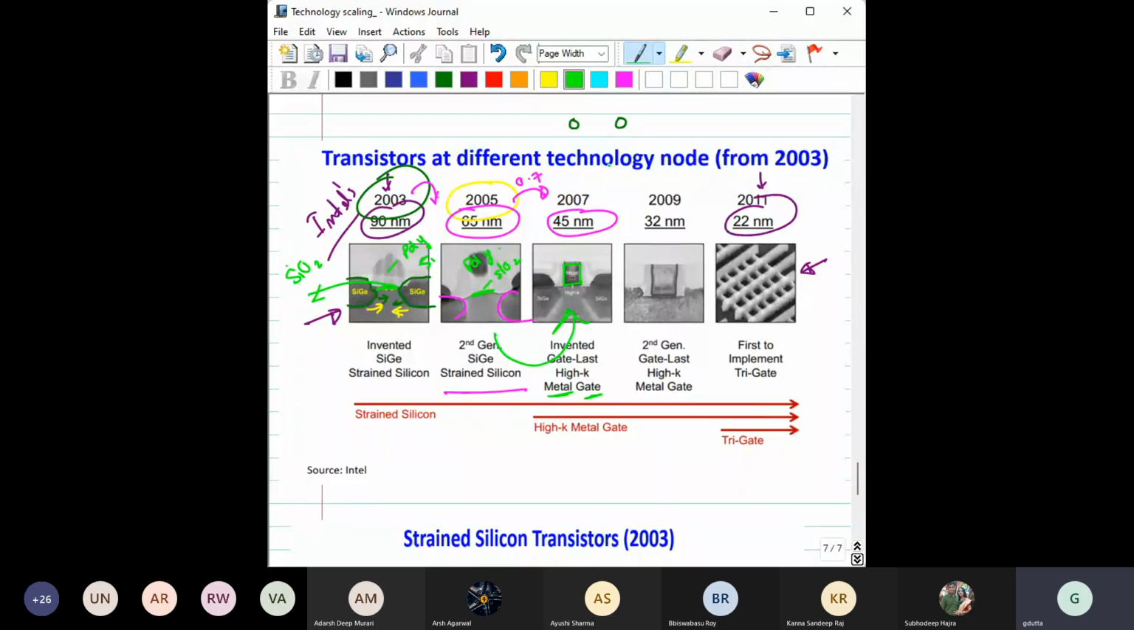Then again, in 2007, with 45 nanometer technology, Intel introduced the metal gate. Because what will happen to the polysilicon? See, polysilicon is heavily doped, so heavily doped material you can consider similar to metal. But is it really a metal? No, because if you have some voltage, then whatever higher doping concentration you use, there will be at least a small amount of depletion layer.